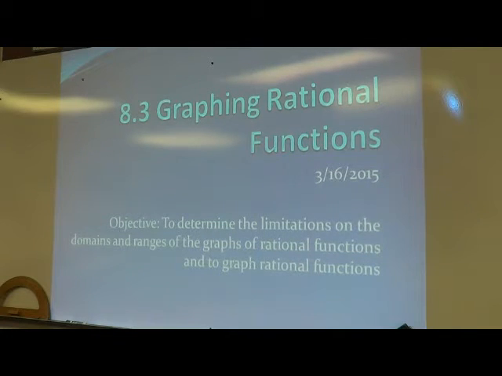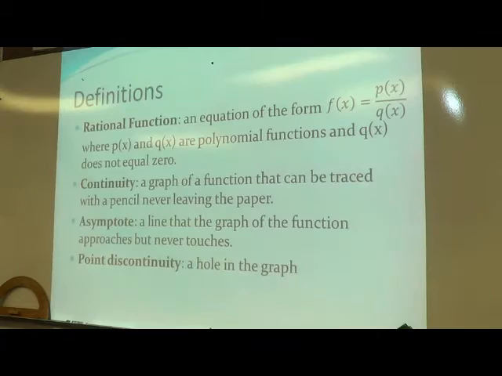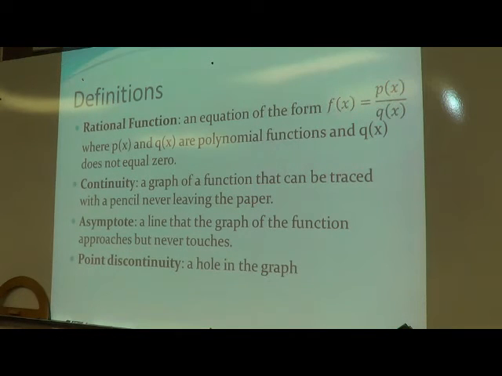Alright, today we are starting 8.3, which is graphing rational functions. So now we've talked about rational functions, we've added, subtracted, multiplied, and divided rational functions, and now we're going to learn what it looks like to graph them and what the general shapes of some of these graphs are going to look like. So let's go ahead and take a look at some of these definitions.